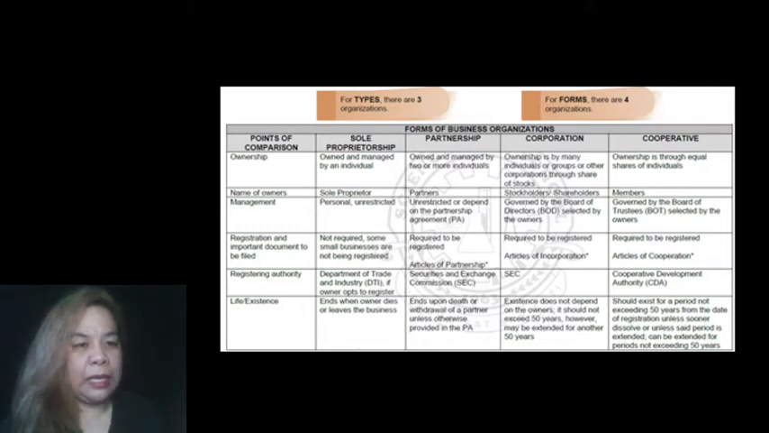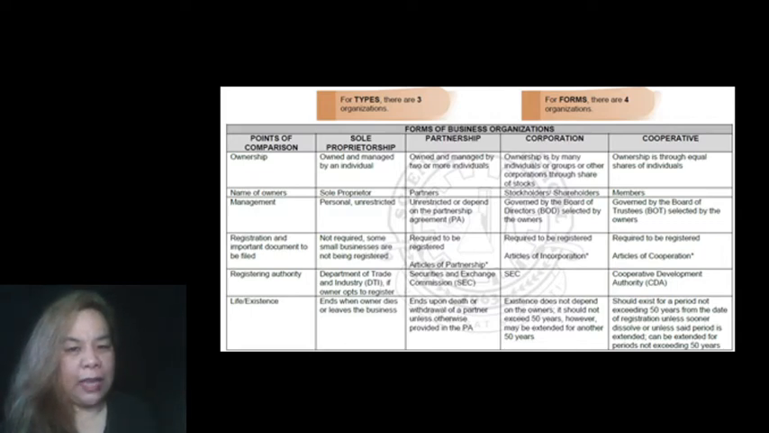Although this could be owned technically, okay, by siblings, or businesses that are owned by friends but are still registered as sole proprietorship. There's also partnership where the owners could be two or more individuals. And then we have corporation where the owners are the owners of shares of stocks of the organization. So there can be many. And then we also have cooperatives where ownership is through equal shares of individuals.